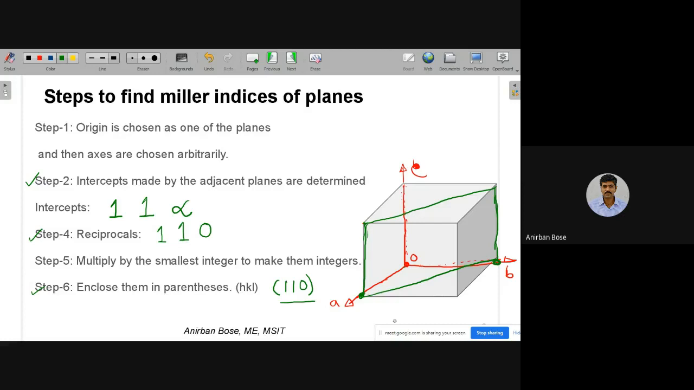Now, if you have any query, please ask me. How can we find out the Miller indices of a plane if it is given? Okay, I think it's clear.